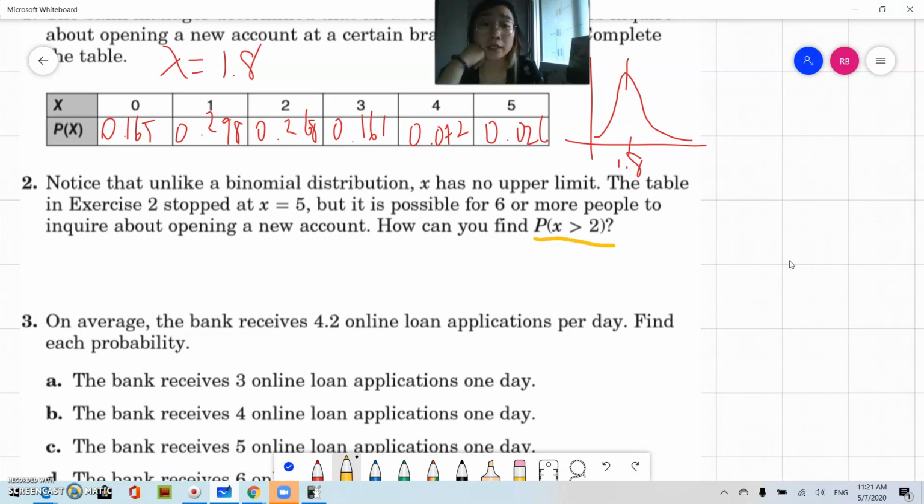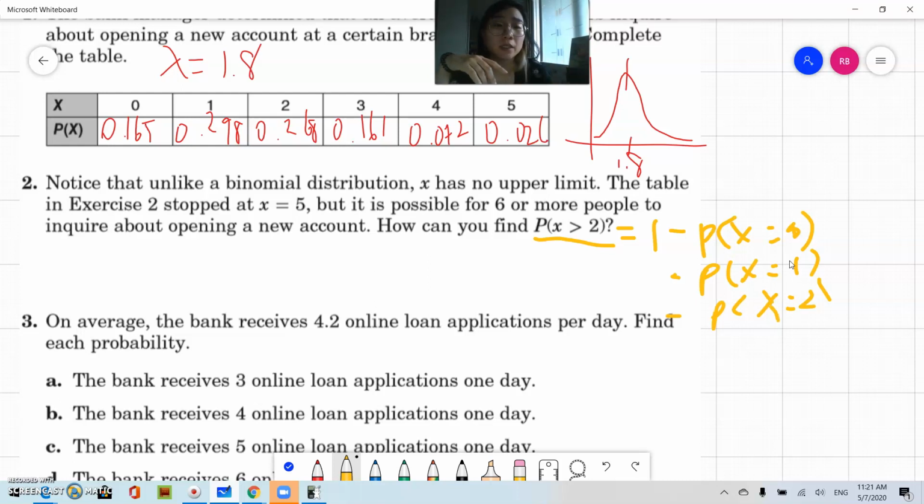X greater than 2 is the same thing as 1 minus p of x equals 0, p of x equals 1, and p of x equals 2, right? Because my probability, even if it can go to infinity, your area under the curve is always 1. So basically, if I do 1 minus 0.165 minus 0.298 minus 0.268, this will give me the probability of what's happening for the rest of the numbers.